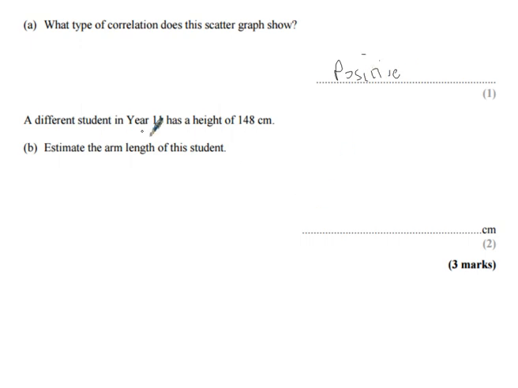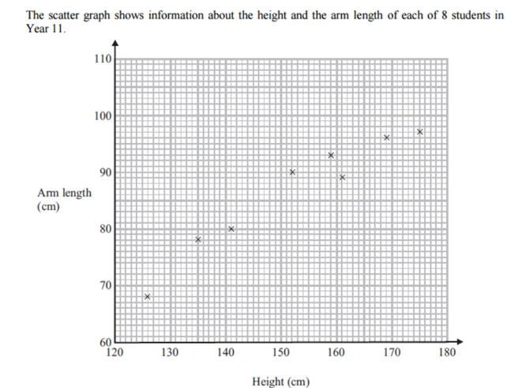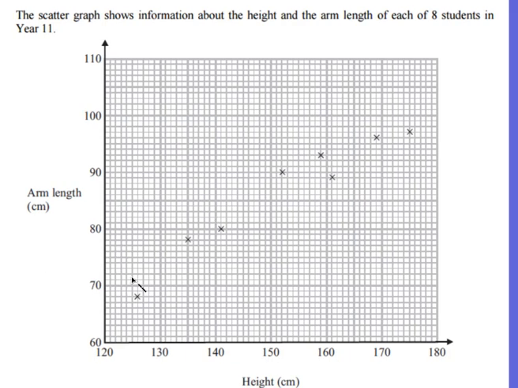A different student in year 11 has a height of 148 centimetres. Estimate the arm length of this student. Now, for this question, I strongly recommend that you draw a line of best fit. A line of best fit is trying to show the slope that you've got. You can see a general slope going on there. You don't join the points up. All you do is draw a line that goes through and seems to represent the slope.